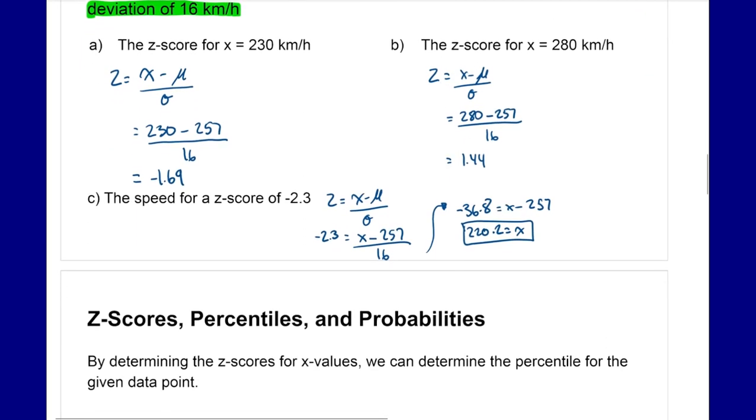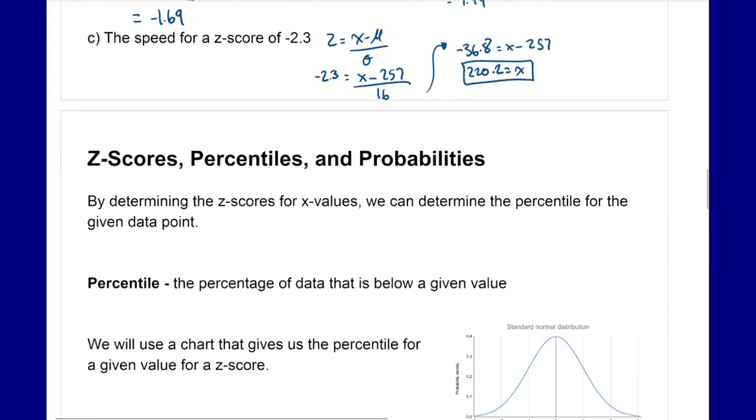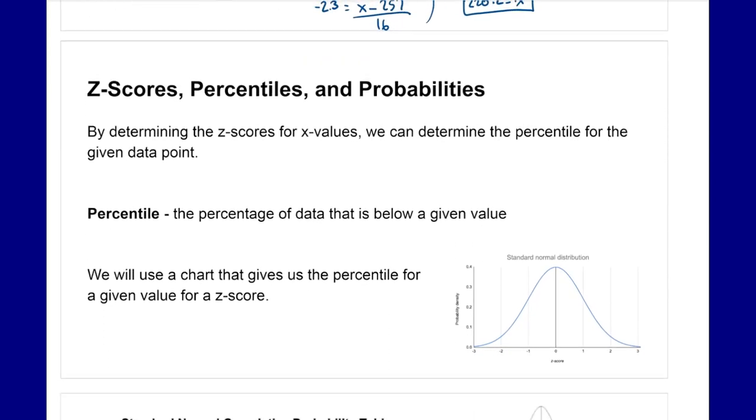So how does this all work? How does this help us find probabilities of values? Well, with the z-scores, we can determine the percentile for a given point. Again, a percentile is the percentage of data that is below a given value. So essentially we can use these z-scores to give us a percentile, which would then tell us the probability of values being below.